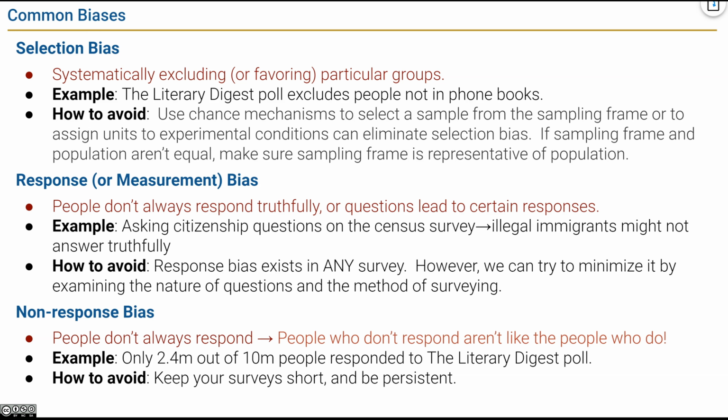In the next video, we're going to look at how we can use specific sampling techniques to, A, try to minimize some selection bias, and B, be able to quantify the chance error that will still exist in the sampling process.